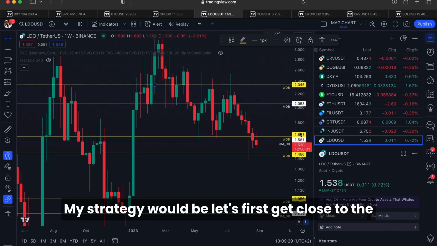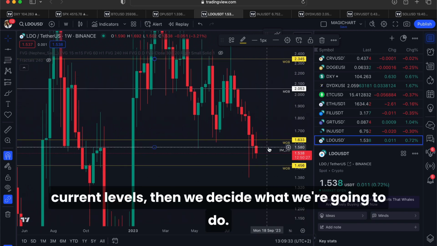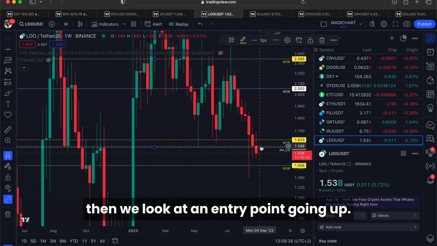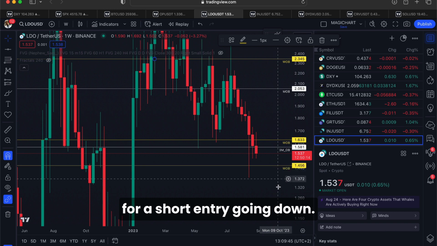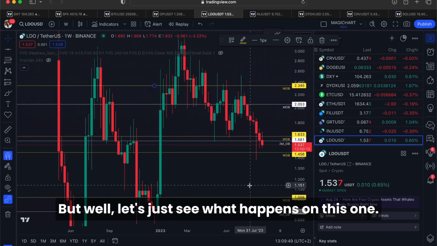My strategy would be, let's first get close to the current levels, then we decide what we're going to do. If this candle closes above our 3-month order block, then we look at an entry point going up. If it doesn't, then we're looking for a short entry going down. So too soon to say, but let's just see what happens on this one.